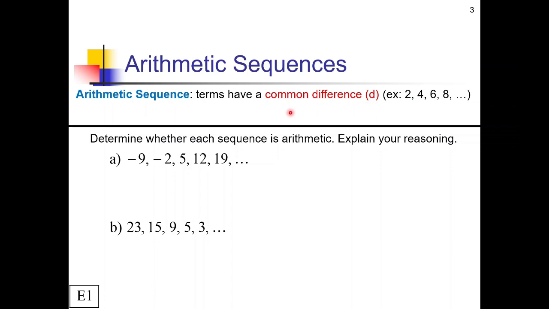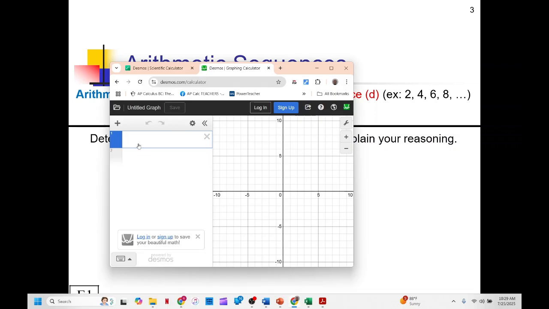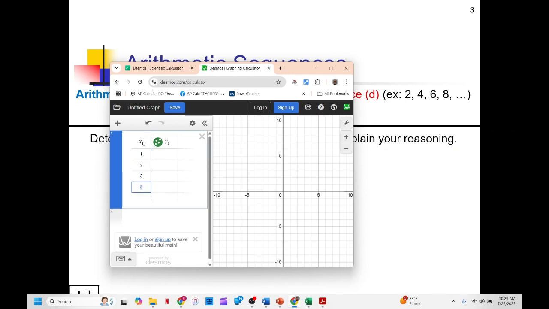Now, if we were to graph this out, and I'll just do this on Desmos real quick. So let me pull up a table, and let's just do the first four terms. It'll be pretty clear after those. So we have n values of 1, 2, 3, and 4. And now my terms themselves, 2, 4, 6, and 8.